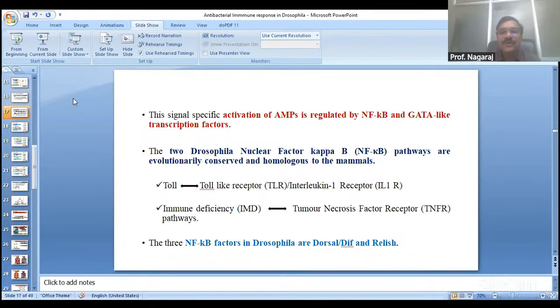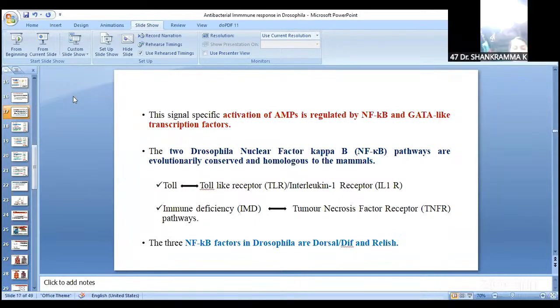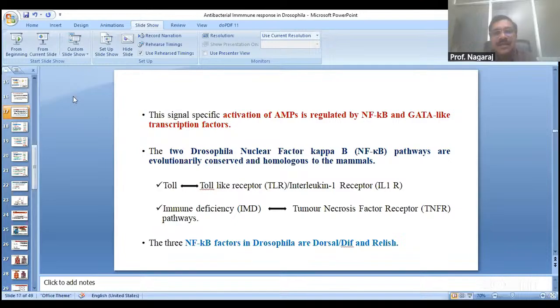This signal-specific activation of AMPs is regulated basically by nuclear factor kappa B and GATA-like transcription factors. As you know, transcription factors are triggered by these pathways. They are evolutionarily conserved and homologous to those in mammals. We see these nuclear factor kappa B pathways, which are evolutionarily conserved, in the fly as well as in mammals. For example, the Toll receptor we have in the fly has a homolog, a similar gene, the Toll-like receptor or interleukin-1 receptor in human beings.